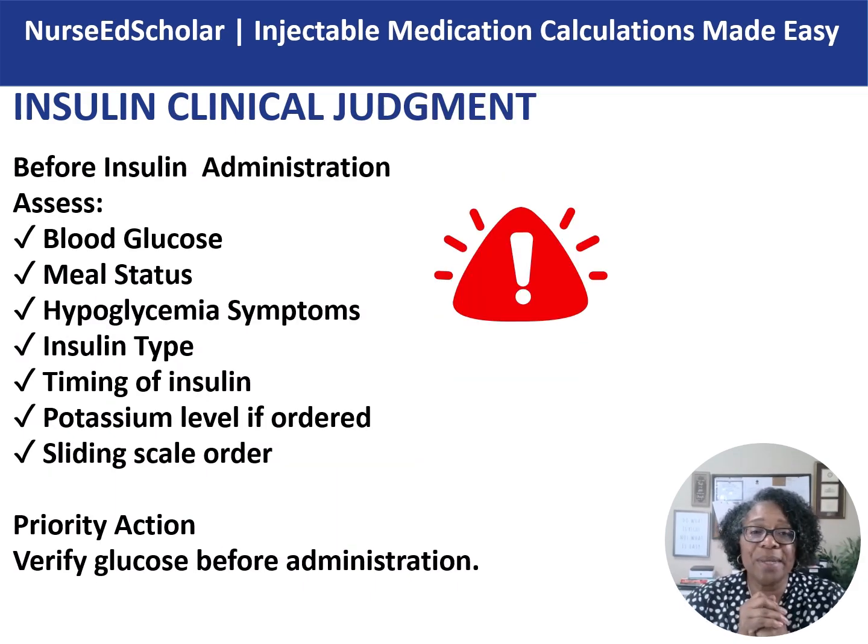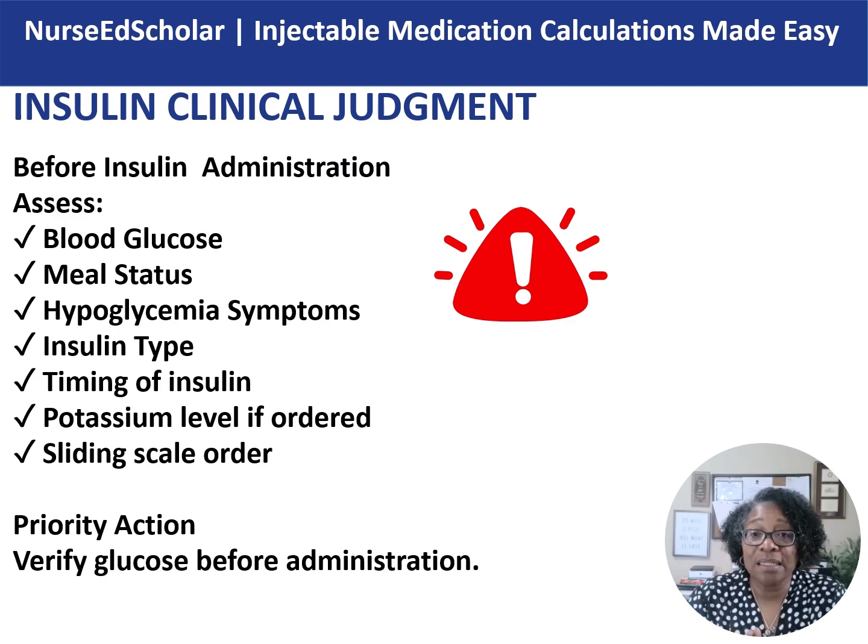Now, what are we going to do before we give insulin? Definitely assess that blood sugar. If you give insulin and the patient's blood sugar is already 90, well, you're going to have a problem because you're going to lower that blood sugar. You want to see their meal status. When you're giving those fast acting insulins like Humalog, you want their meal right there, right? They're about to eat, right? So you want to see what their meal status is.